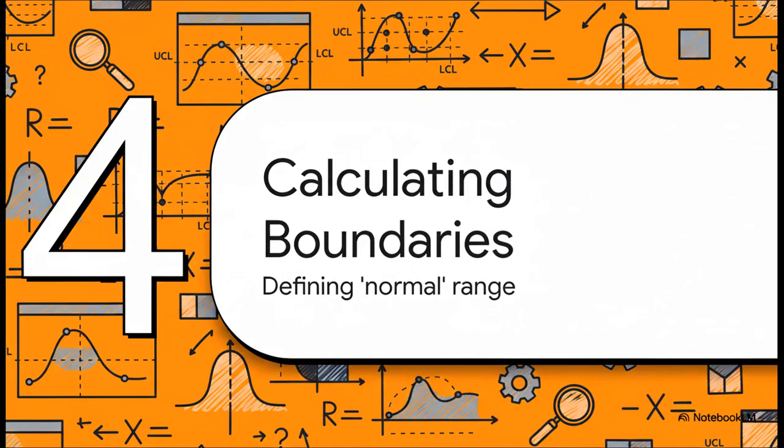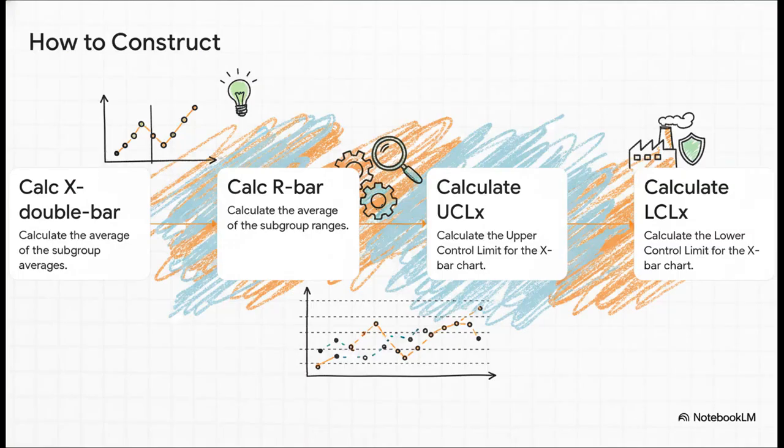Okay, this next part is absolutely crucial. We're going to build the framework for our diagnosis. We can't just eyeball it and guess what's good or bad. We need to use the data itself to calculate the natural boundaries of what a stable, in-control process should look like. And it's actually a pretty straightforward 4-step process to define what's normal for this specific data.